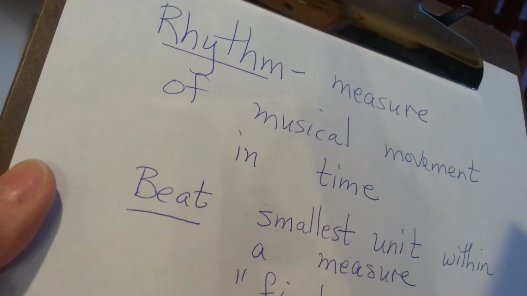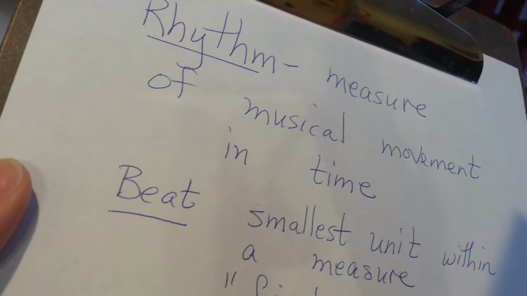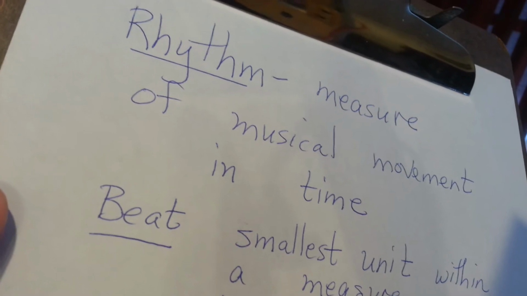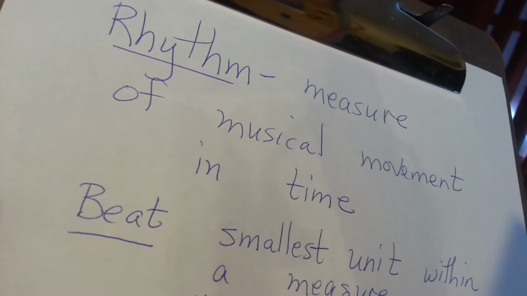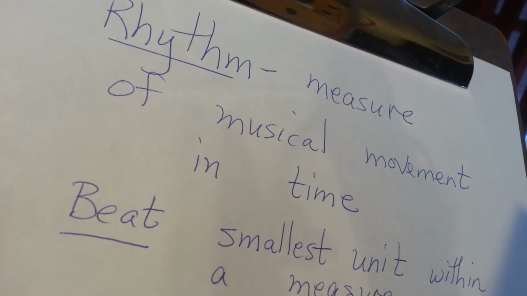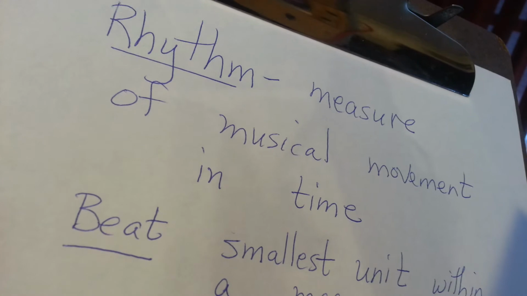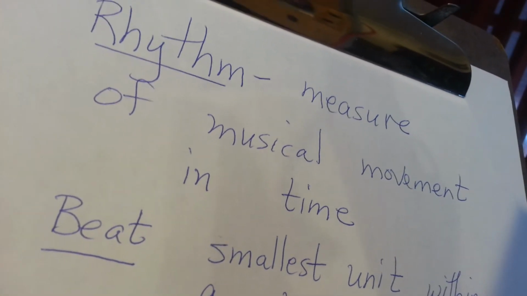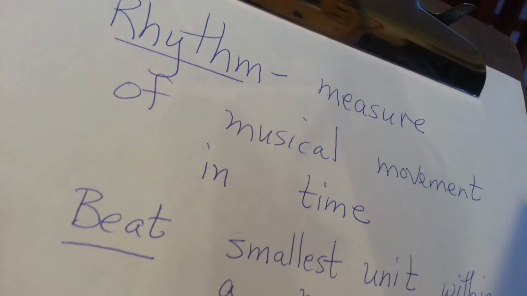Good day. Today we're reviewing rhythm and meter, and we have some of our definitions to review. Remember that rhythm is a measure of musical movement in time. You might actually think of it as long and short beats combined in lots of different kinds of patterns to create the musical movement in time.